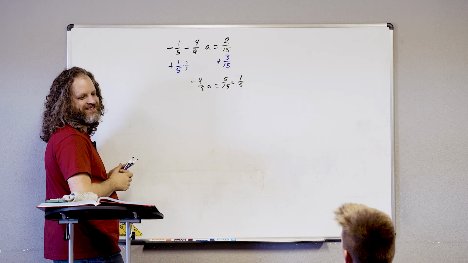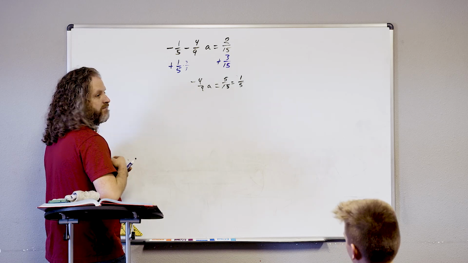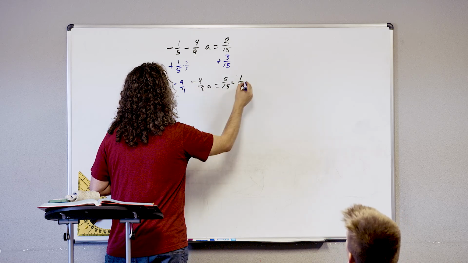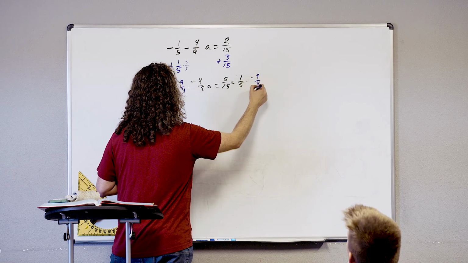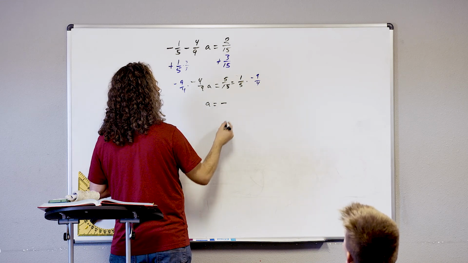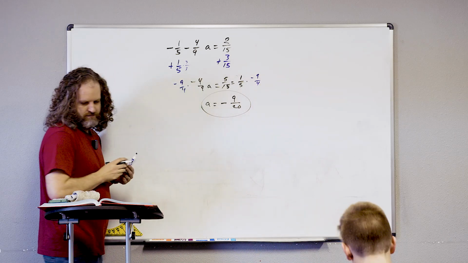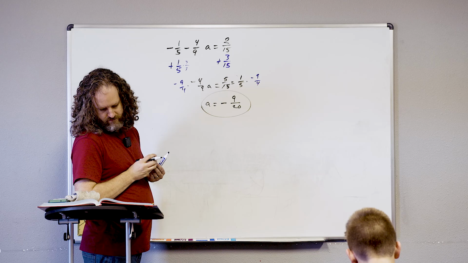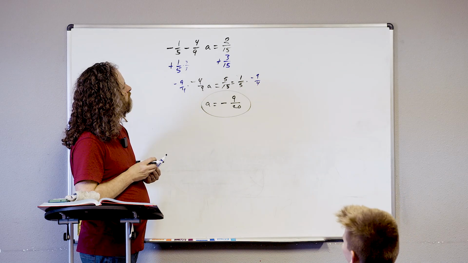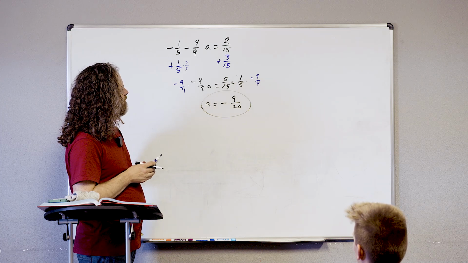Now what do we do? Divide by negative 4/9. Yes, how do we divide fractions? Multiply by the reciprocal, times negative 9 fourths. So a equals negative 9 twentieths. I got negative 2 and 8/9, somehow. Did we do something wrong?